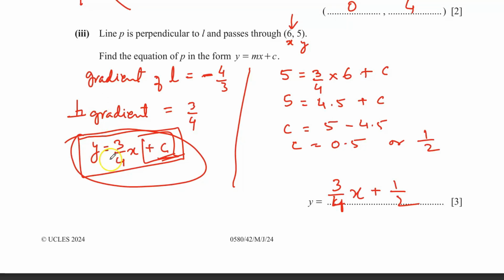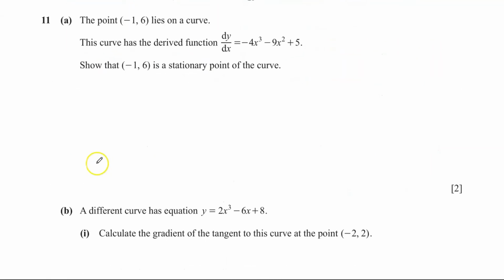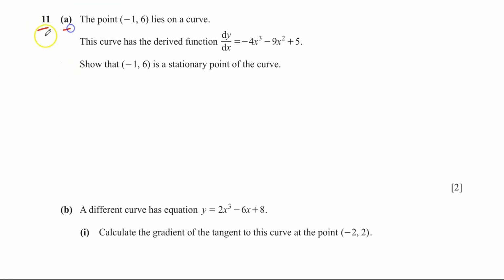Alright guys, so let us go down to question number 11. 11a. The point -1, 6 lies on a curve. This curve has the derived function dy over dx equal to -4x cubed minus 9x squared plus 5. Show that -1, 6 is a stationary point of the curve.